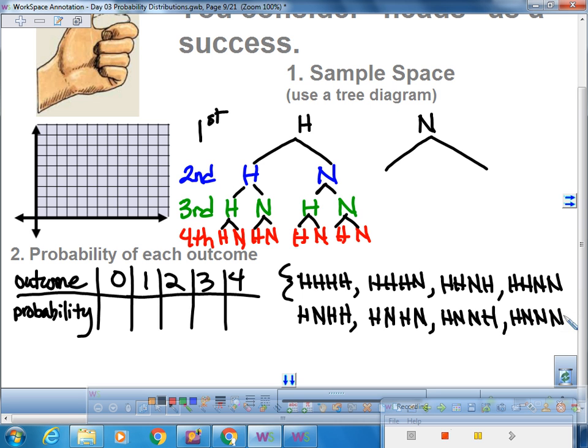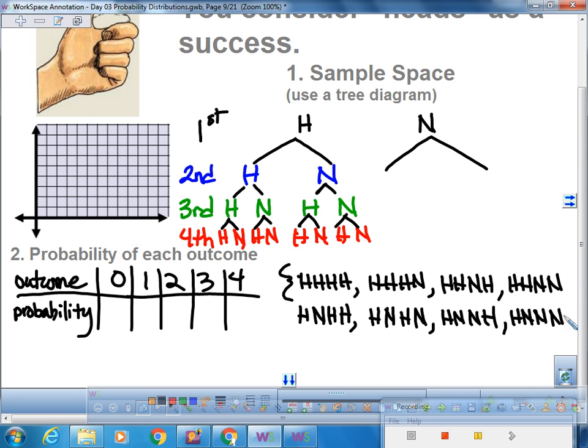Let's double check. This last one would be head, no head, no head, no head. The one on your homework is only 3, so you don't have to go that far. So they're going to take care of all these.